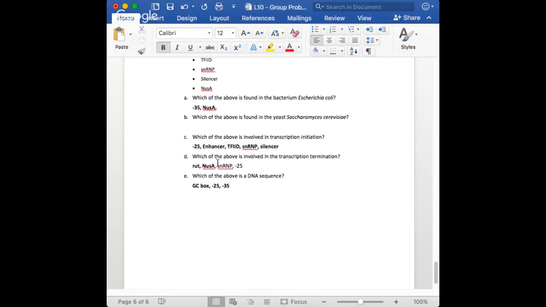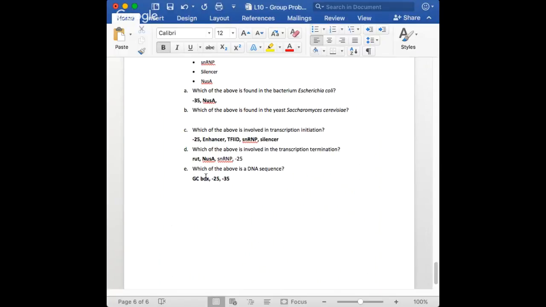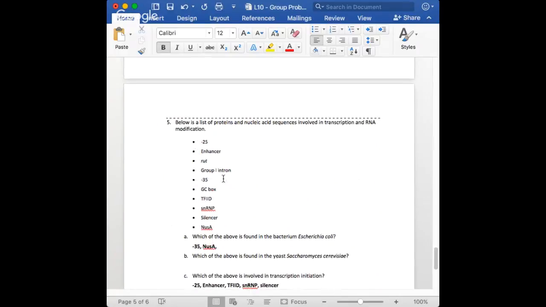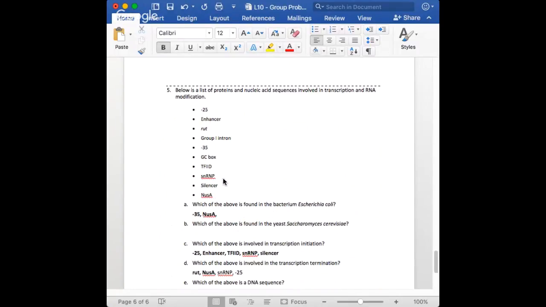Letter D is talking about which of the above is involved in transcription termination. That's rut, NusA, the SNRPs, and the -25 sequence. Letter E is asking which of the above is a DNA sequence, and the GC box, -25 sequence and -35 sequence are part of the DNA sequence as well.